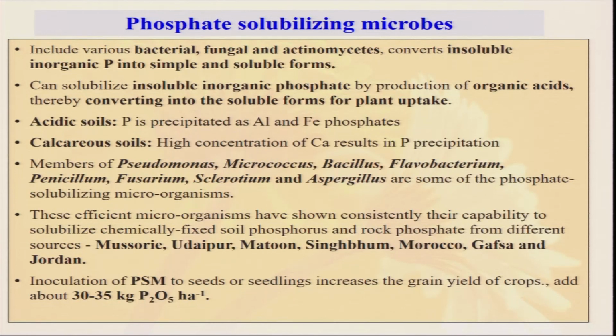You know that phosphorus is very much fixed in the soil. In acidic soil, phosphorus is fixed in the form of iron and aluminum phosphate, while in calcareous soil, the high concentration of calcium results in phosphorus fixation. So, in both cases, whether acidic soil or alkaline or calcareous soil, phosphorus becomes deficient. Phosphorus is present, but plants are not able to use it. Only in neutral pH, about 6 to 7.3 or 7.5, is phosphorus solubility a little higher. In this condition, phosphorus solubilizing bacteria play a very prominent role by helping solubilize phosphorus for uptake by the plant crops.